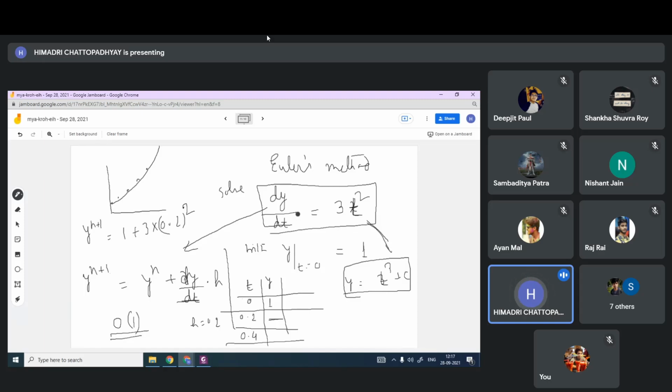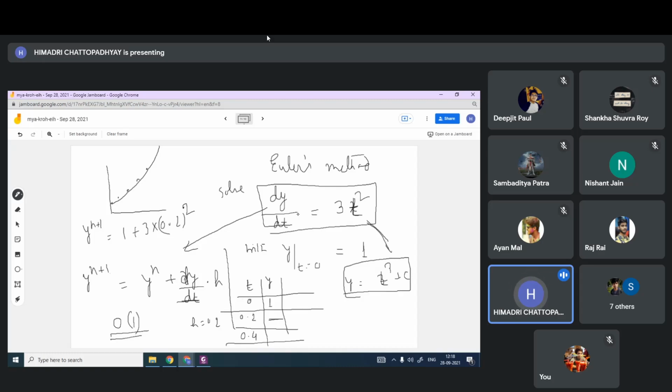So that means 0.2 cube. The 0 point is given, and at each gap you calculate the value from the slope, because dy/dt, you know, the new value is the slope multiplied by the distance, the local distance. So the distance is 0.2 and the slope dy/dt is 3t square. That is 3 into... everywhere at 0.2 you have to evaluate this value. So when you are at 0.2, here it will be 3 into 0.2 square.